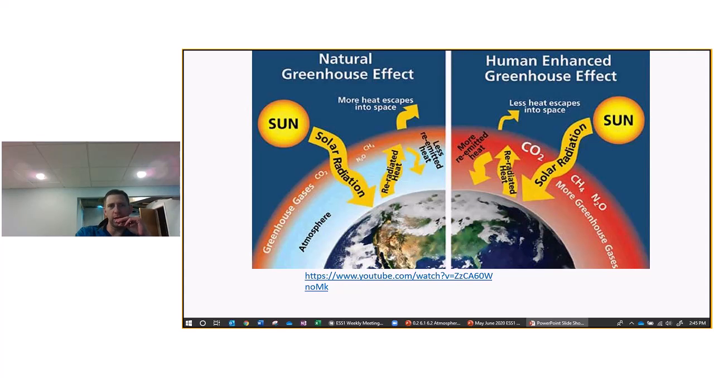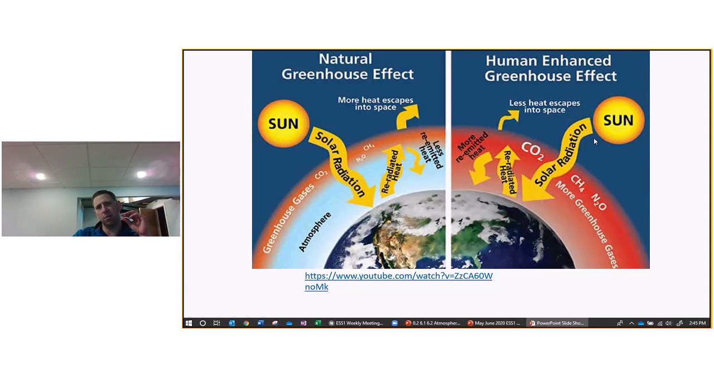Again, just looking at the comparison between the natural greenhouse effect on the left, and then, well, what about when we have more cows, so more methane? We're burning more coal, so that's more nitrous oxide, more carbon dioxide, and that's going to cause the same amount of solar radiation to get in, but less heat is escaping back into outer space.